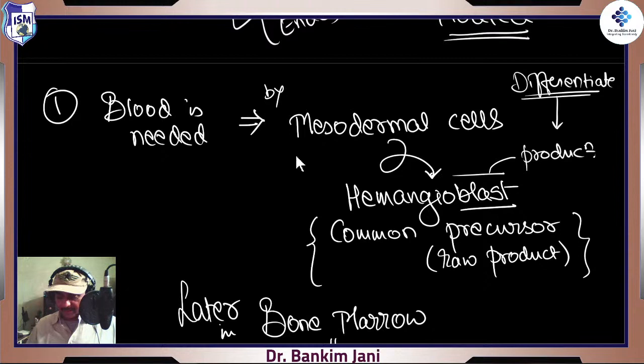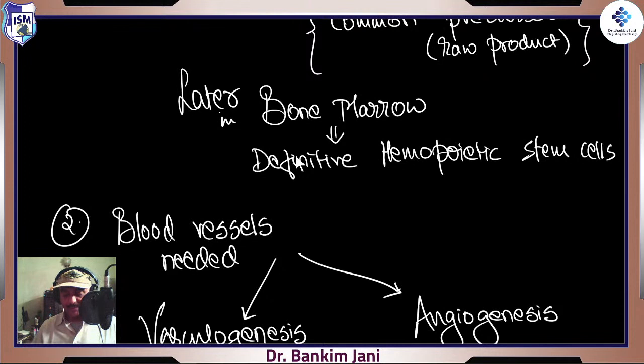So let's start with hemangioblasts. They are the common precursor. That means it is like a raw product. Later on in bone marrow, there will be definitive. Definitive means specific, right? There would be specific hematopoietic stem cells. So they'll be generating different type of cells as per need. So done. Blood part is complete.